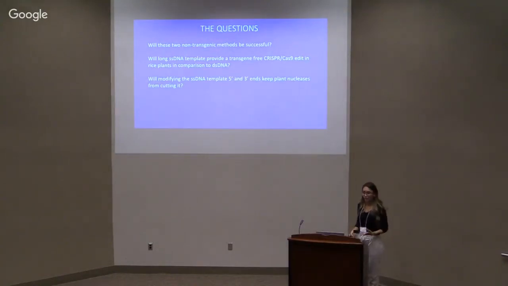So the questions that we are asking this summer are: can these two non-transgenic methods, protoplasts and biolistics, be successful? So let's test them out. And the second question we want to ask is, can the long single-stranded DNA template provide a transgene-free way of editing with CRISPR-Cas9 in plants, in comparison to the double-stranded DNA template as our control? Whenever we get this single-stranded DNA template, we also want to modify the ends of the template so that plant nucleases can't modify and edit it. So it makes your gene editing efficiency greater.